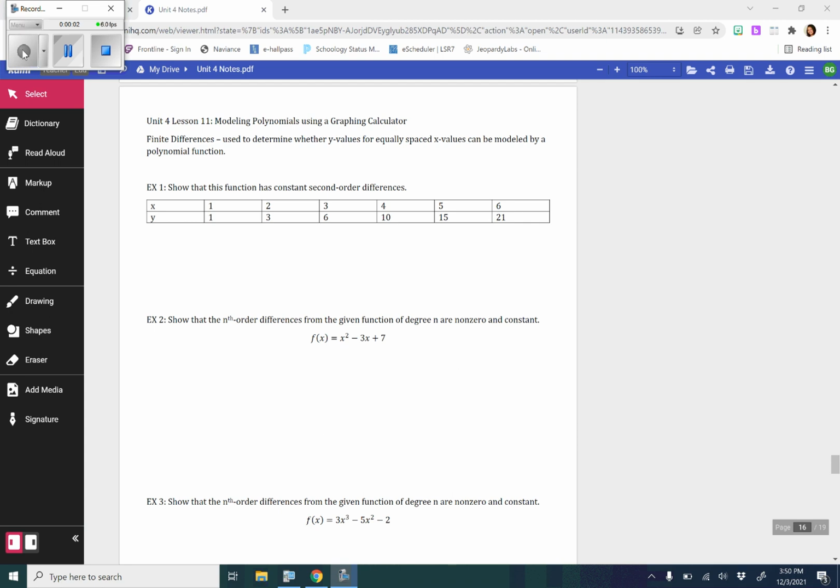Hey guys, so here's the notes for our Unit 4 Lesson 11. We're going to be modeling polynomials using a graphing calculator. So you definitely need to make sure you have a graphing calculator with you to do this.